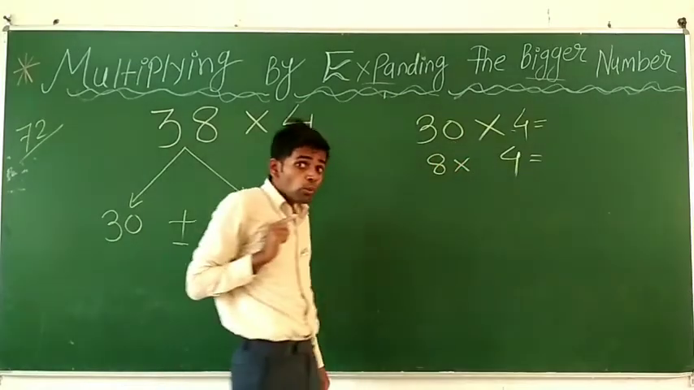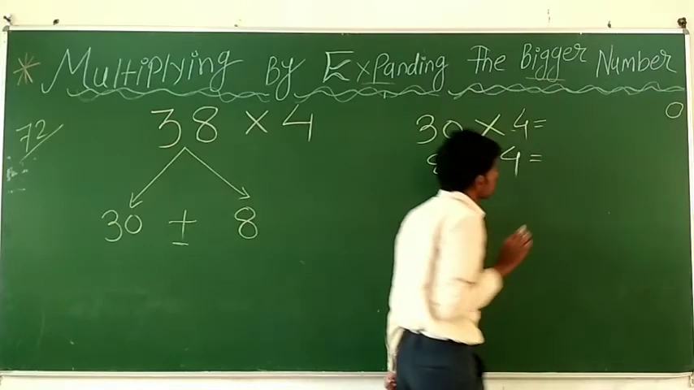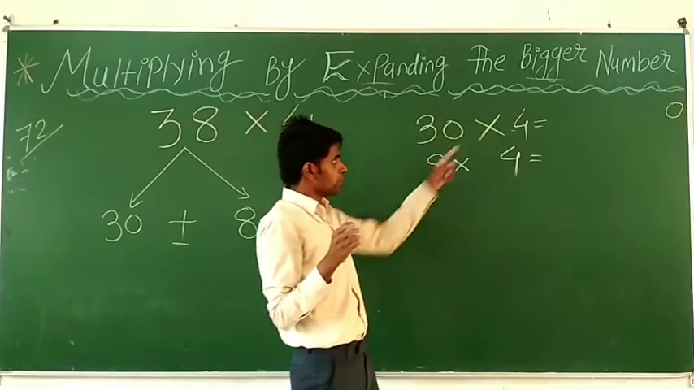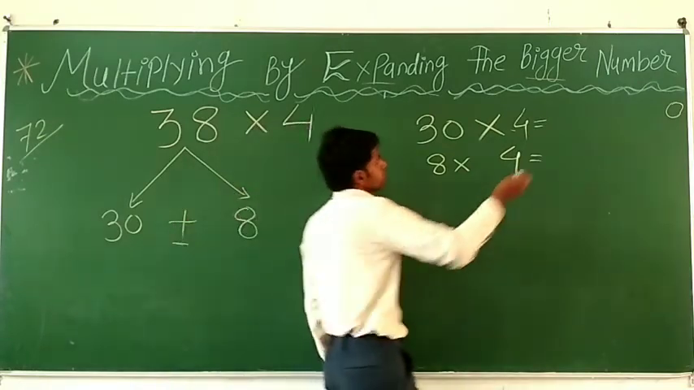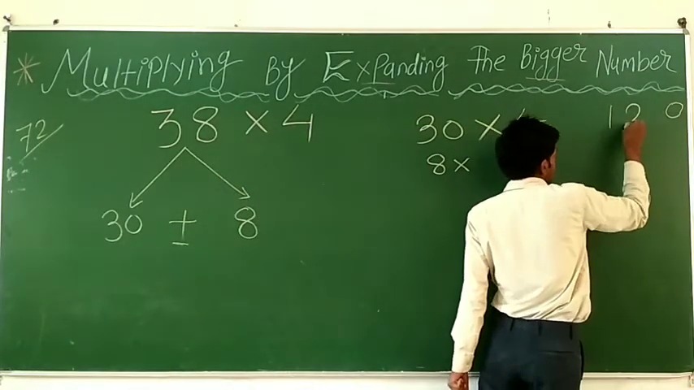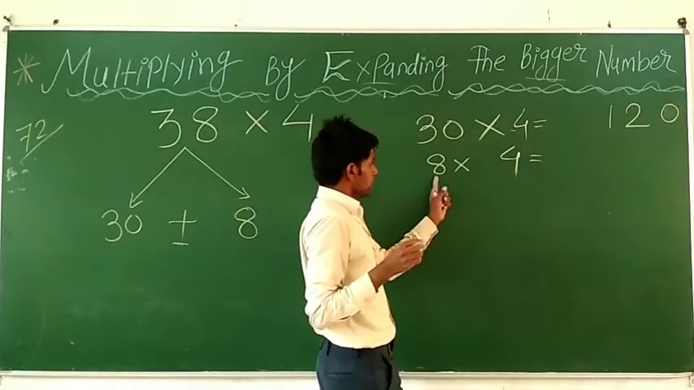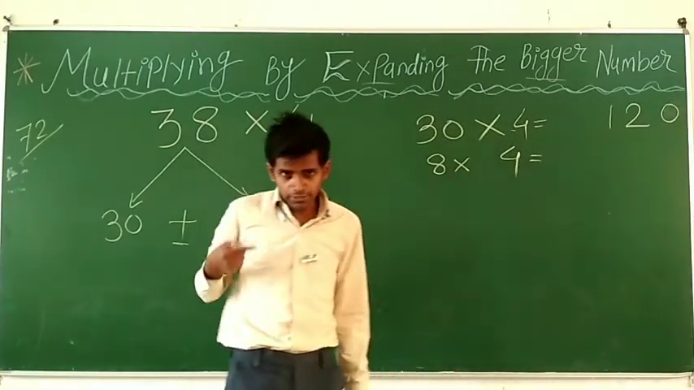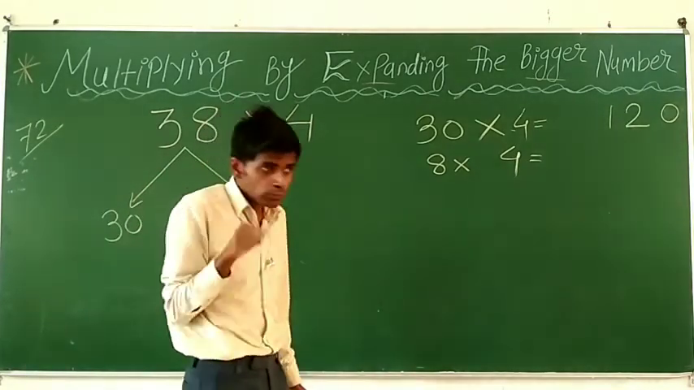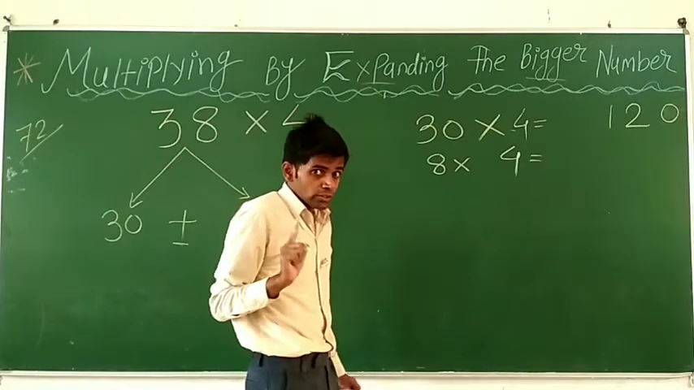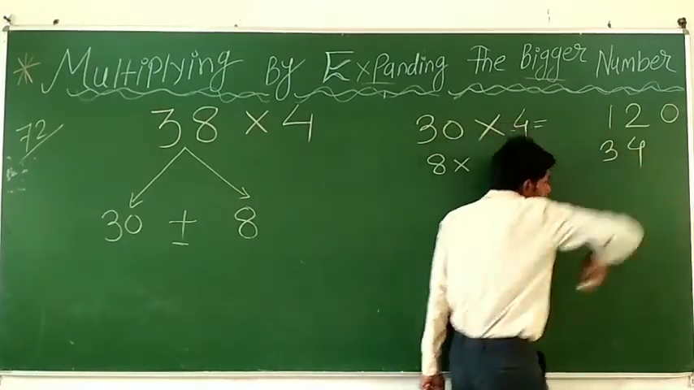Now we know that there is 0, है ना, so हम लोग 0 लिख देंगे पीछे में ऐसे. Okay, now we will multiply the rest of the number. 4 3s is 12, that is 120. Okay, now 8 4s: 8 1s are 8, 8 2s are 16, 8 3s are 24, 8 4s is 32.